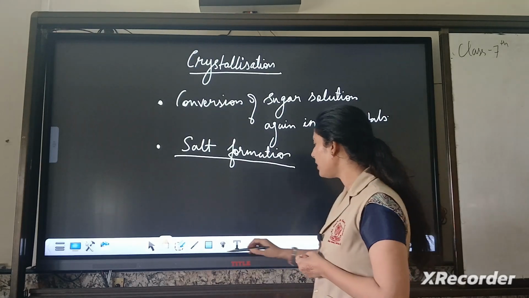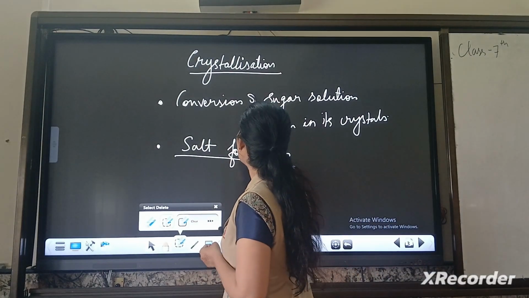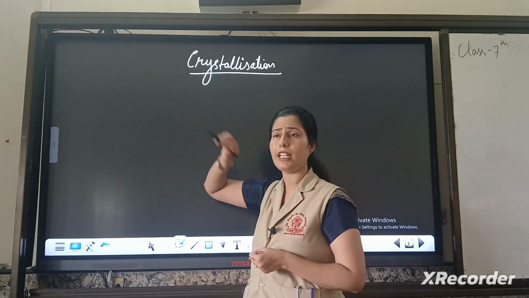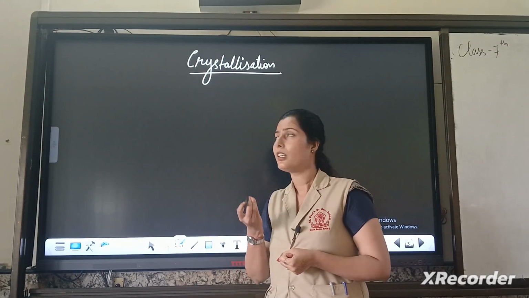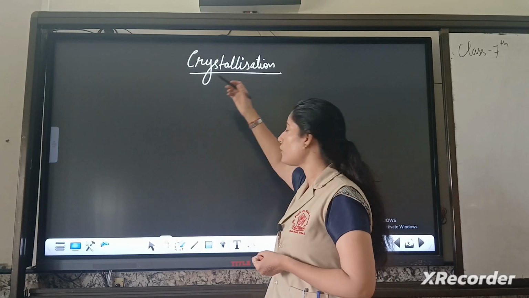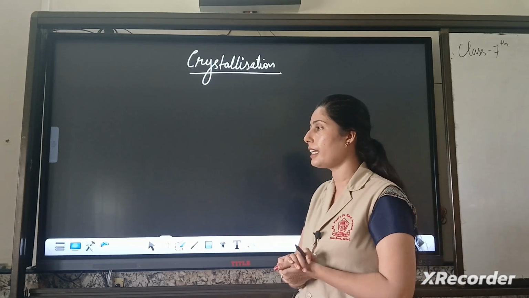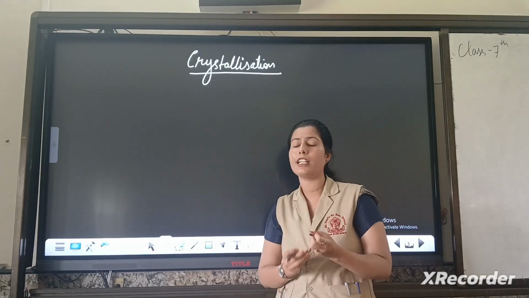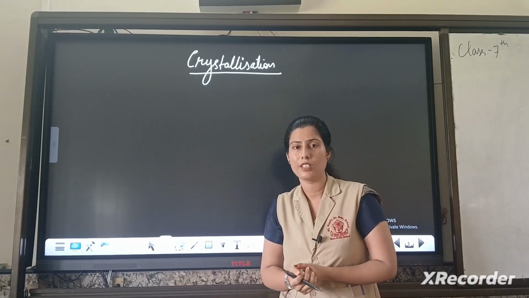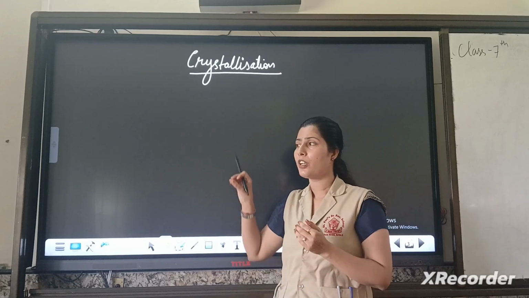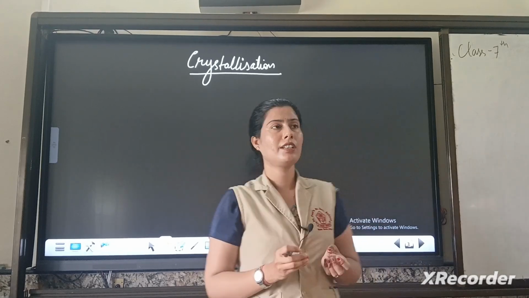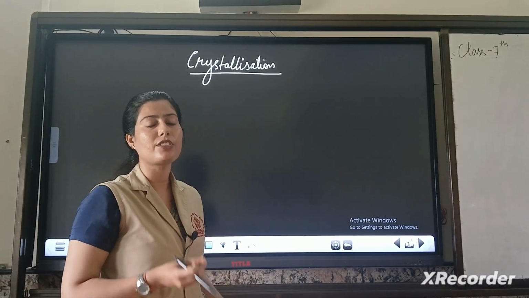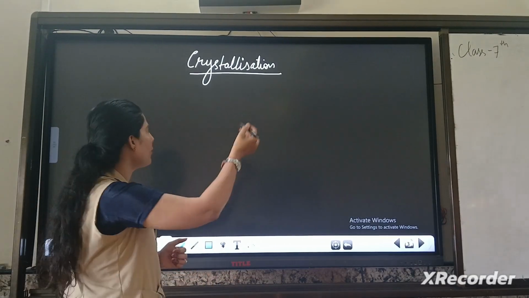Now, after this, let me explain the process of crystallization. It is also an example of a separation technique. What happens in crystallization? In the process of crystallization, you are trying to get the crystals from its solution. It is a process in which you separate the crystals from its solution.